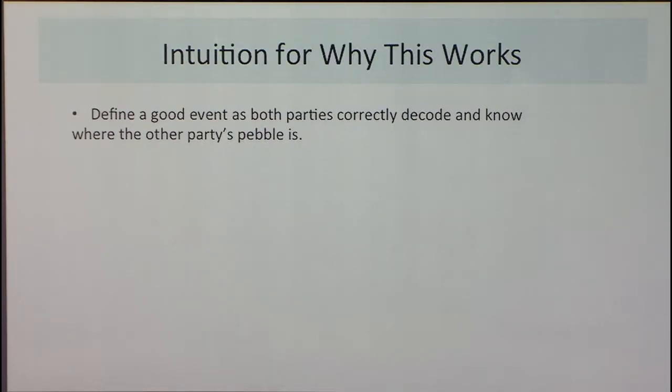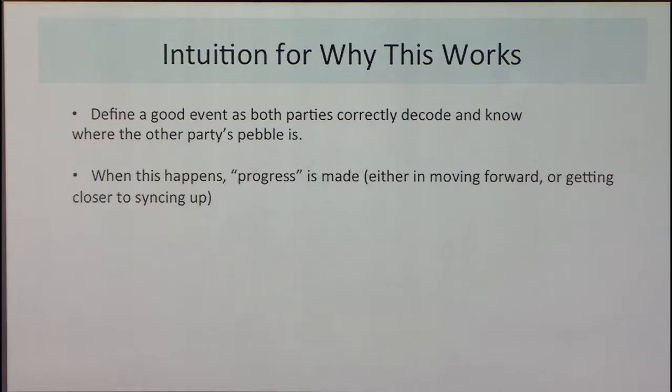So if both parties correctly know where the other party's pebble is, then I'm going to claim that they can make progress. In this little moment of time, they can make progress because they either agree on where they are and they can move forward and make forward progress in simulating the protocol, or they see that they've screwed up and they can make progress towards getting back to a point of agreement where they can move forward.